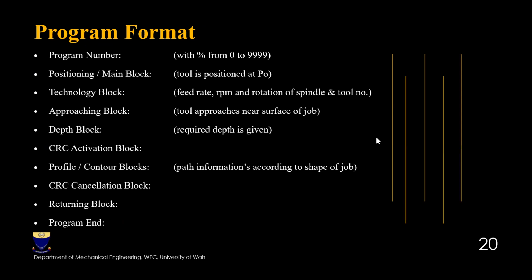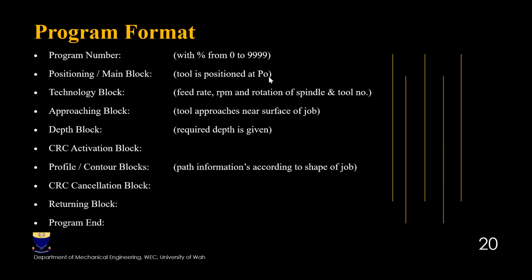Now the program format of CNC. The first one is the program number. For the program number, you will generally start from the percentage sign, and you can enter the program number from 0 to 9999. So the program could be 1000, 1001, 1002. You can save that program in the CNC machine, and if that program is required later, you can just select the number of that program and the machine will take you to that program as well.